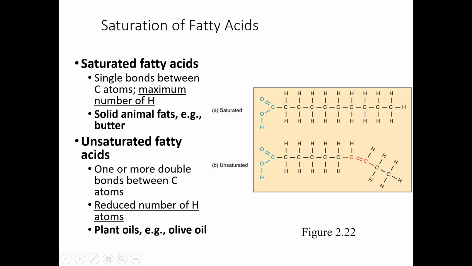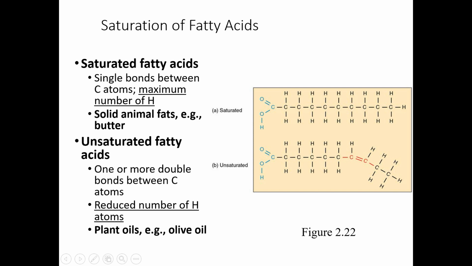There are two types of those fatty acids that make tails of triglycerides. Some of them are straight, some of them are slightly crooked. So straight ones are called saturated fatty acids, and they have the maximum number of hydrogen. Those are your solid animal fats, and also butter.